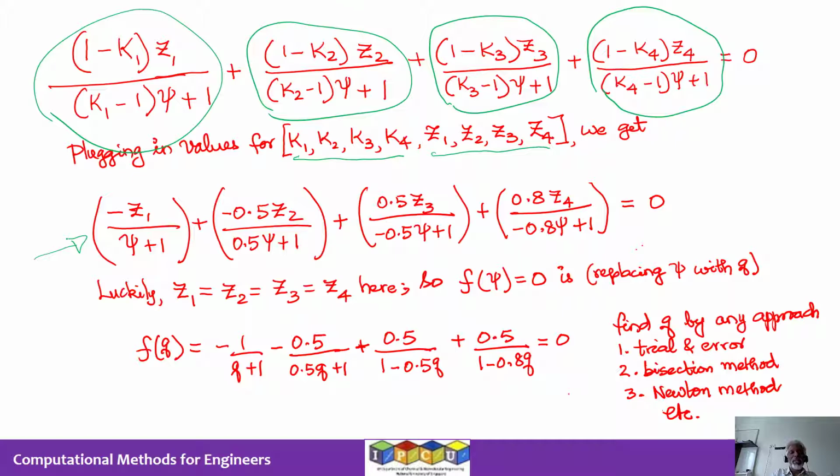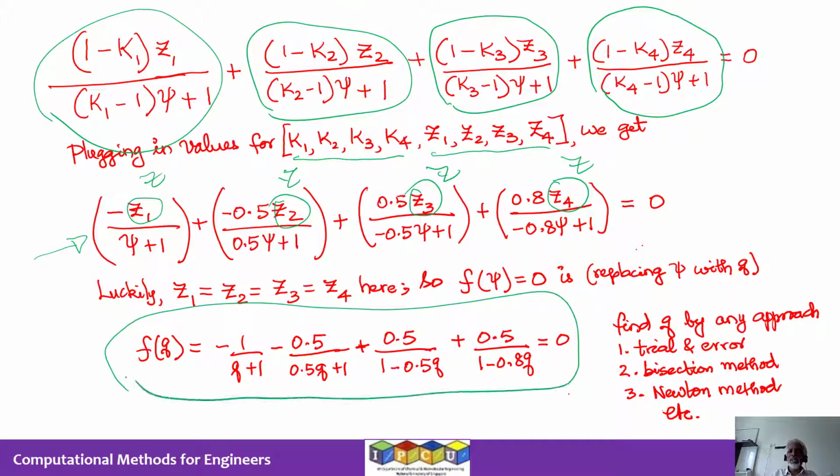Now, luckily Z1, Z2, Z3, Z4 are all the same here. So that's a common term from each of the terms in the equation, and I can get rid of that. I'm assuming all of them to be the same symbol Z because the values are the same in this particular question. Therefore, Z1 is equal to Z, Z2 is equal to Z, Z3 is equal to Z, and Z4 is equal to Z. Then I divide throughout by Z, and Z is not 0, so I can get this expression.